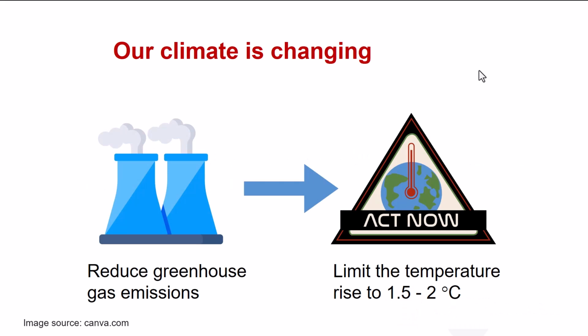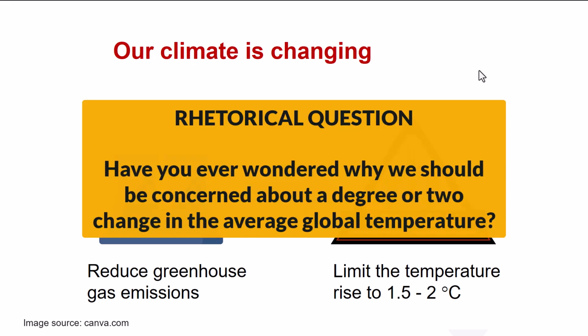On the 4th of November 2016, the Paris Agreement entered into force. The Paris Agreement was signed by 193 states plus the European Commission, and according to this agreement, we need to reduce greenhouse gas emissions in order to limit the global temperature increase to 1.5 to 2 degrees centigrade. Have you ever wondered why we should be concerned about a degree or two change in the average global temperature?